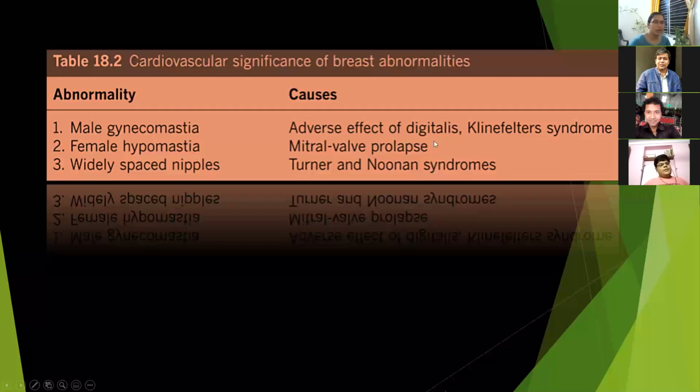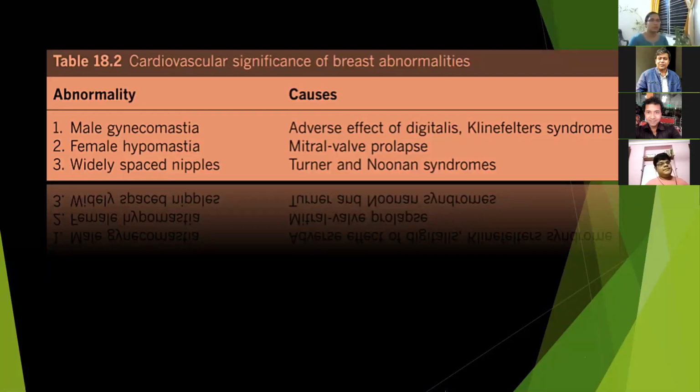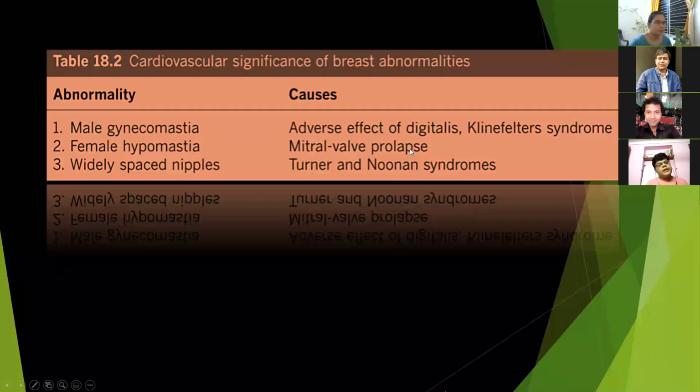Second cause of male gynecomastia is Klinefelter syndrome. Klinefelter syndrome is again associated with numerous cardiovascular disorders. Female hypomastia occurs in mitral valve prolapse syndrome. And again, the shield chest with widely spaced nipples occurs in Turner's and Noonan syndromes.